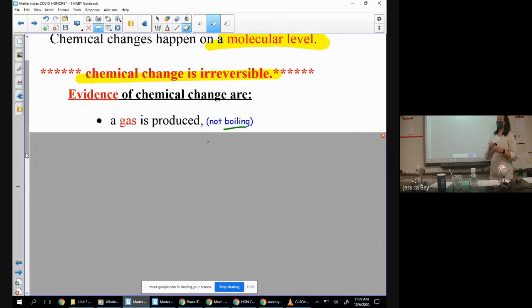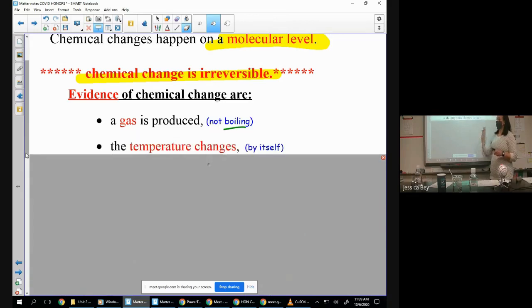Another piece of evidence you will see is if the temperature changes by itself. Once I lit this, it started giving off a lot of heat energy by itself. You can't say, well, boiling water gets hot. That's because you have it on a hot plate, okay? So it has to change temperature by itself. If it gets hot by itself or it cools down by itself, that's a chemical change.